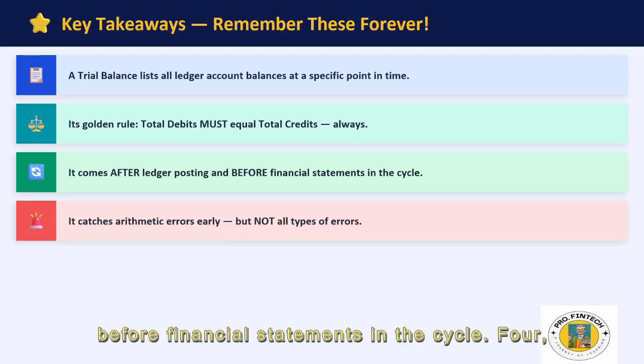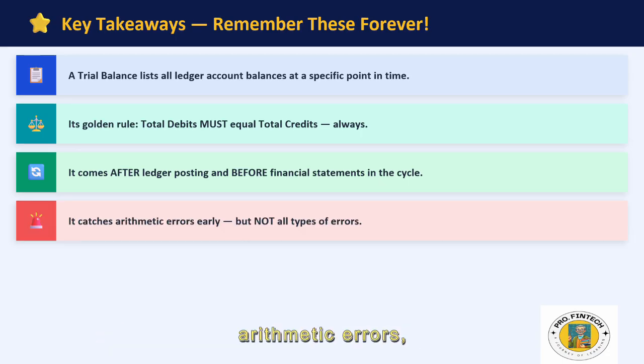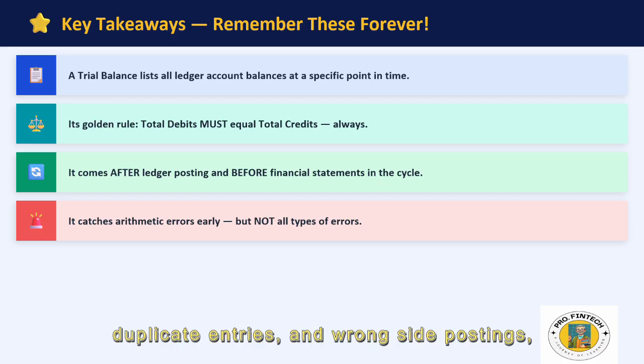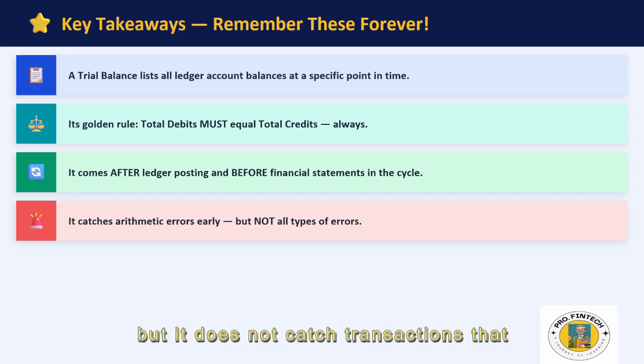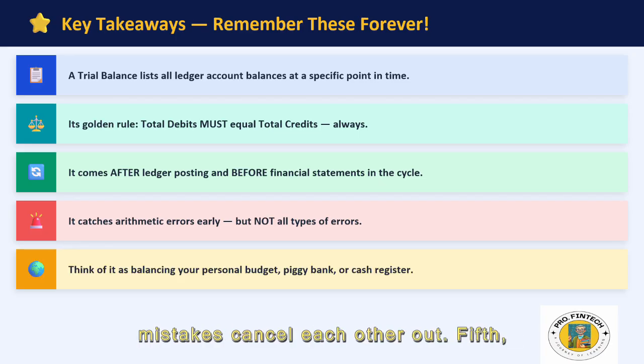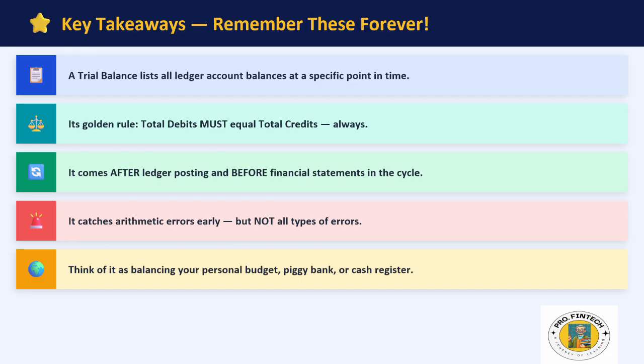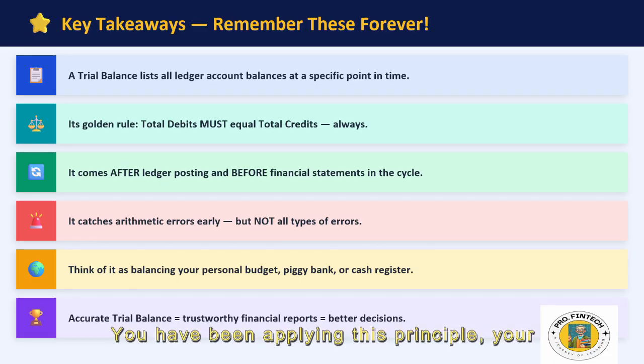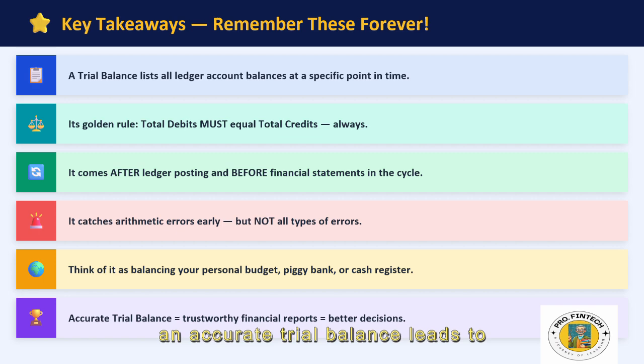Four, it catches arithmetic errors, duplicate entries, and wrong side postings, but it does not catch transactions that were missed entirely or errors where two mistakes cancel each other out. Fifth, think of it as balancing your household budget, your piggy bank, or your cash register. You have been applying this principle your whole life. Sixth, an accurate trial balance leads to trustworthy financial reports, which leads to better business decisions.